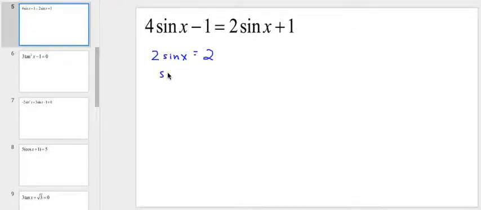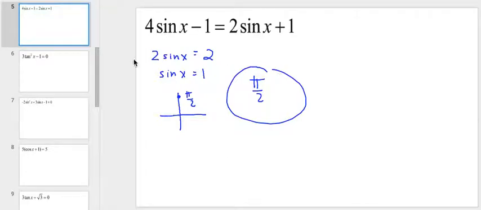Now if I divide both sides by 2, I get sin x equals 1. On the unit circle, there is only one place where sin x equals 1, and that happens to be up here at pi over 2 radians. So this problem has only one answer, and that is pi over 2.